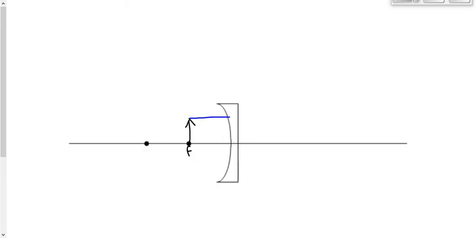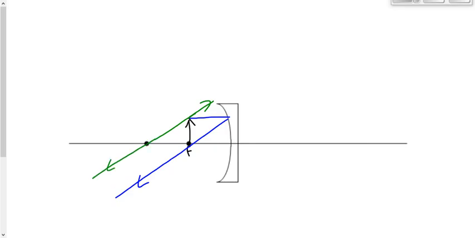First ray, parallel, down through the focal point. Second ray, this one's different. This one's going from the top of the object away from the focal point, and then it reflects back, sorry, not the focal point, but the center of curvature. And then it reflects back straight through the center of curvature.